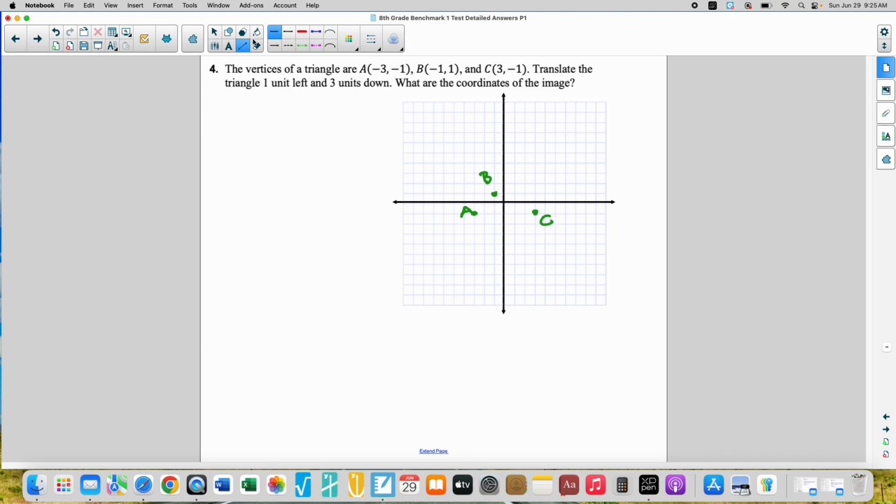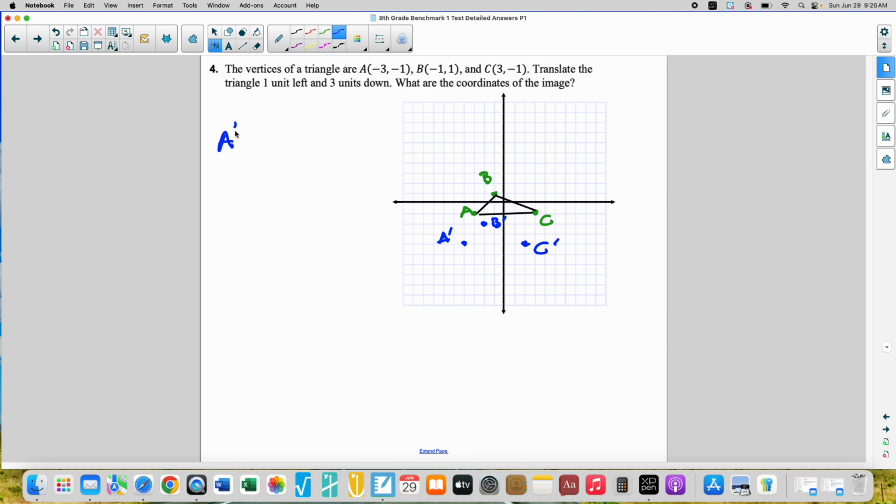So we have our object, our triangle, and we're going to translate each point 1 unit left and 3 units down. So 1 unit left, 3 units down is going to be where A prime is. 1 unit left, 3 down is where B prime is. 1 unit left, 3 down is where C prime is going to be.